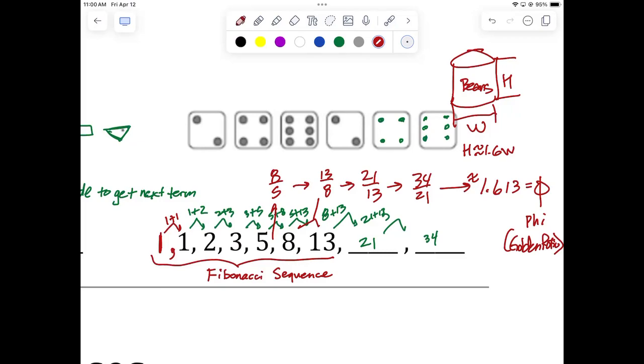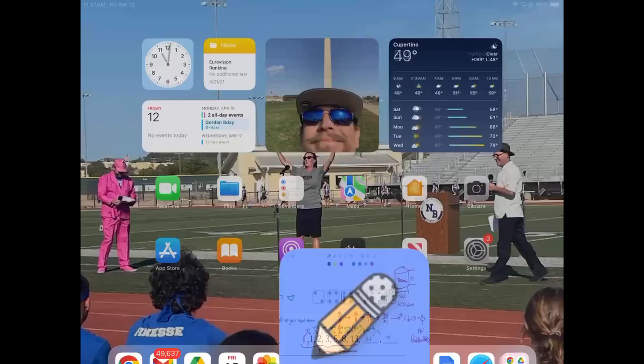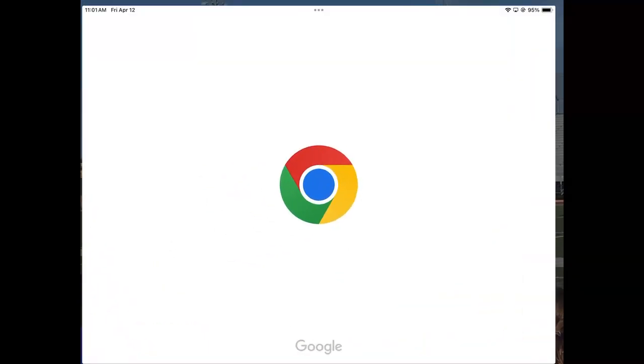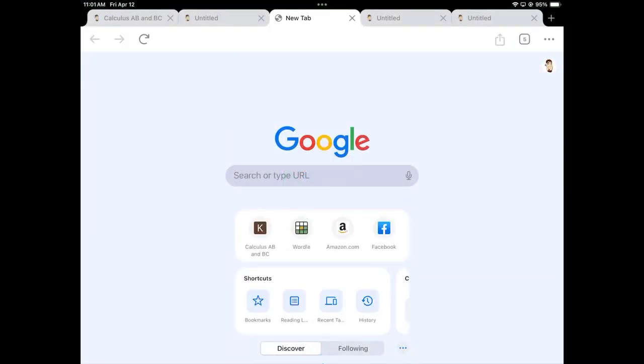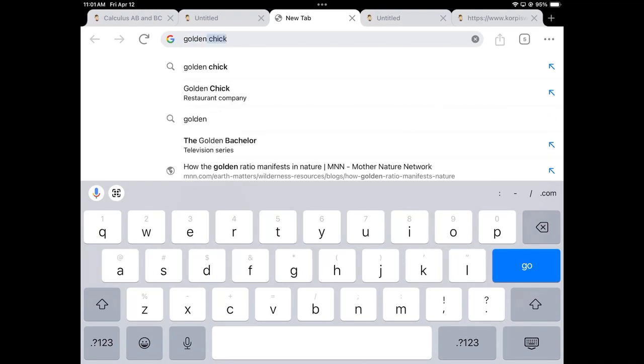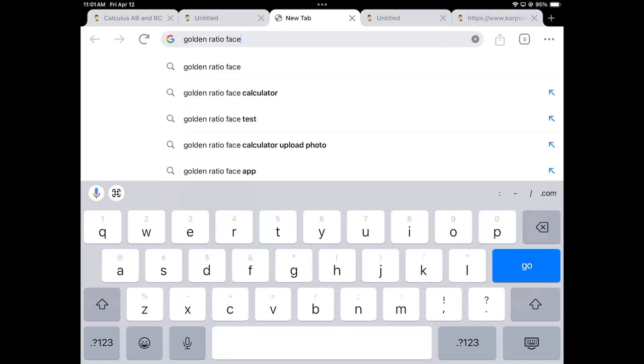Do you know anybody with that? Like personally, yeah, my wife. No. Yeah. I mean, I had to measure her face before I proposed to her, but it worked. Yeah, she made the list. Golden ratio. Oh, you're thinking of food now, aren't you? Golden ratio face.